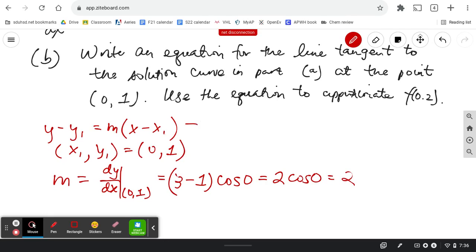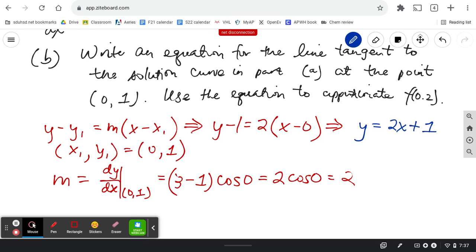So now we can plug all of these numbers into our point slope form. We'll get y minus 1 equals 2 times quantity x minus 0, which we can just simplify and turn into slope intercept form, which would be y equals 2x plus 1. So this is our tangent line at the point (0, 1).